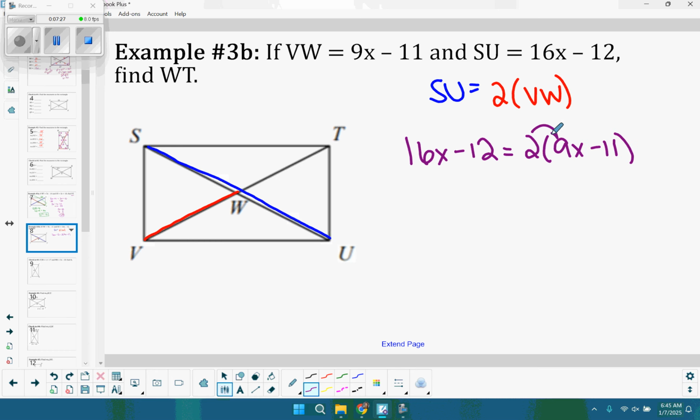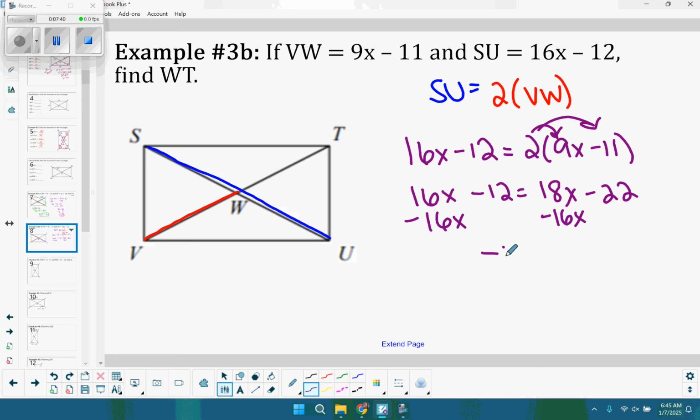So this is going to require us to distribute. So we get 18x minus 22. We'll take away our 16x. So we have negative 12 is 2x minus 22. Add the 22. So 10 equals 2x. And we divide by 2, we get x is 5.